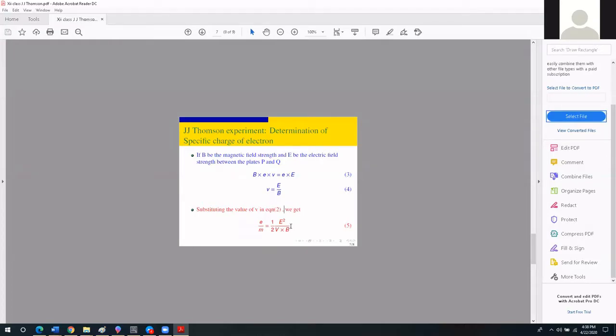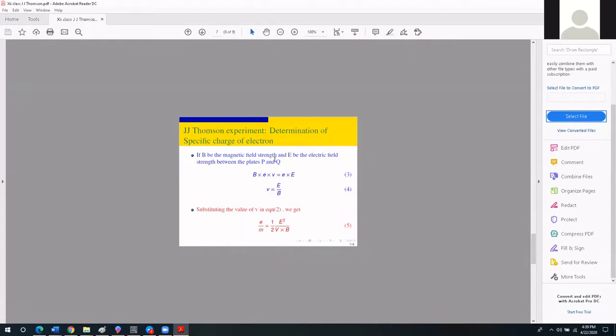We can easily calculate the electric field. This one is the deflecting electric field. Capital E means deflecting electric field, and capital V is the accelerating potential between cathode C and anode A, and B is the magnetic flux density, the magnetic field strength, we can say, and all values are known.